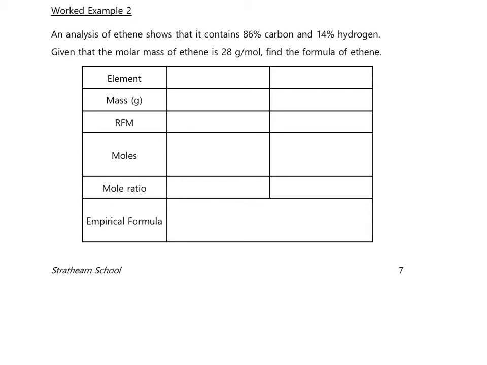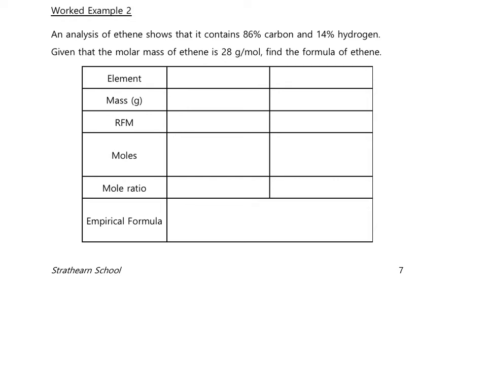Let's have a look at worked example 2 now, and this is a type of question where you need to do step 1 as well. So we need to calculate the empirical formula and then calculate our ratio to work out the molecular formula. This is back to what we were doing in our last lesson. We're told that an analysis of ethene shows that it contains 86% carbon and 14% hydrogen. Given that the molar mass is 28 grams per mole, find the formula of ethene.